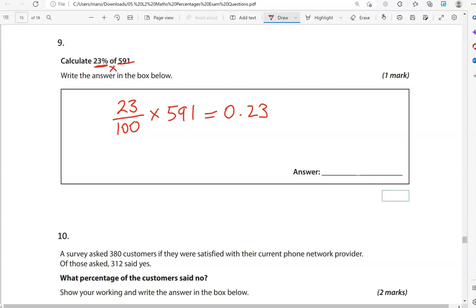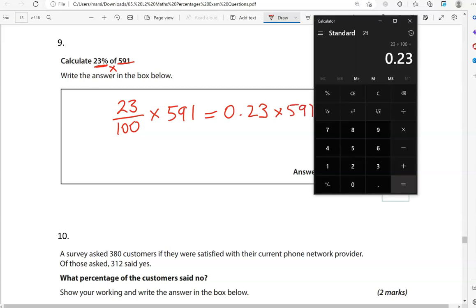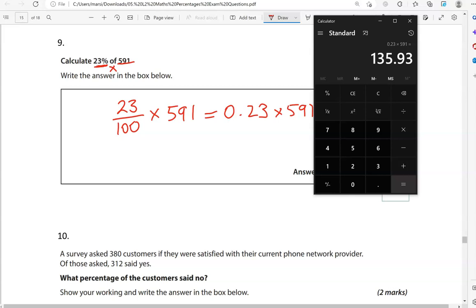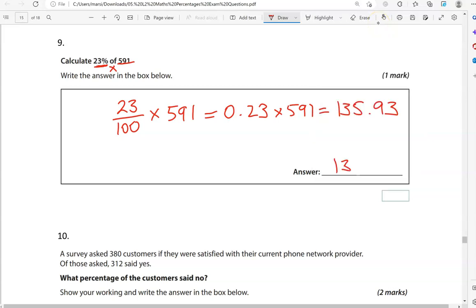Of, as we said before, means multiply. So of 591. It gives us the answer. So times 591 gives us 135.93. So this is a nice and short method. Write the percentage as a decimal and then just multiply it by the number you're trying to work out the percentage of.